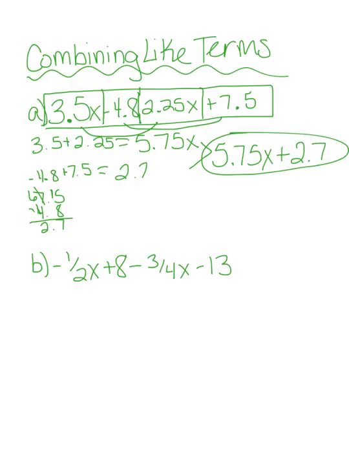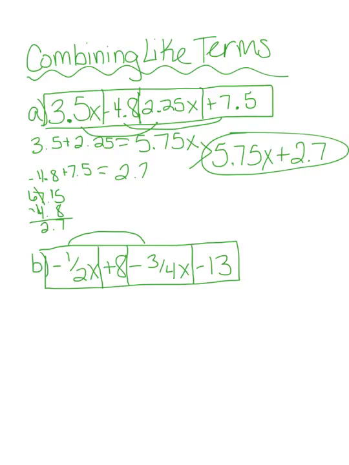Now moving on to B, we've got negative 1/2 x plus 8 minus 3/4 x minus 13. Same process. I'm going to box in my terms. And now what I can combine with my negative 1/2 x is a negative 3/4 x.